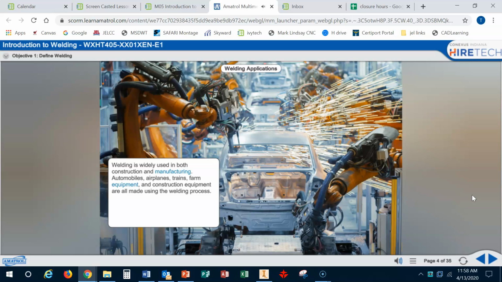Welding is widely used in both construction and manufacturing. Automobiles, airplanes, trains, farm equipment, and construction equipment are all made using the welding process. Welding is also used in fabrication shops, where parts such as trusses and frames are assembled before being shipped to a construction site.